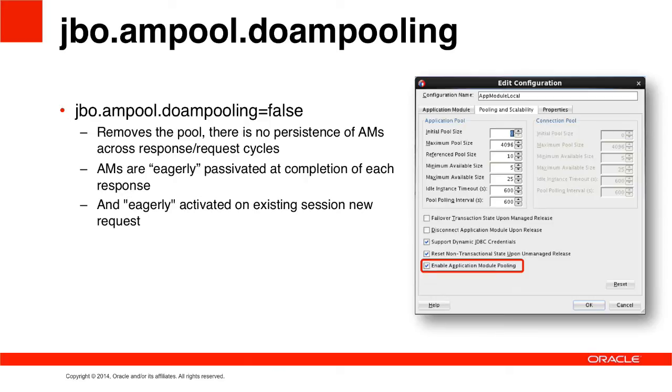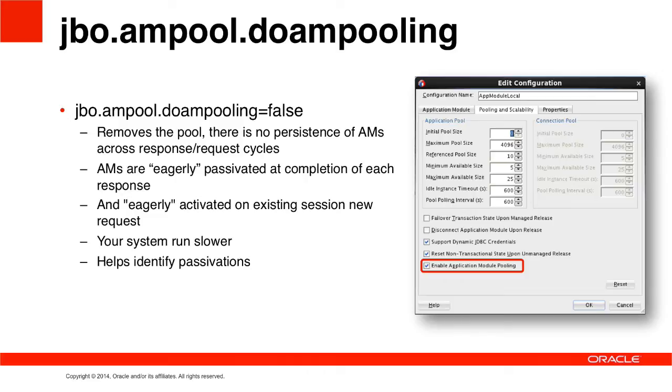Now, of course, as the system is eagerly passivating and eagerly activating on each request and response, for all sessions, the system will of course run much slower. But the advantage, of course, is we now have a mechanism to identify the passivation bugs we just previously discussed.